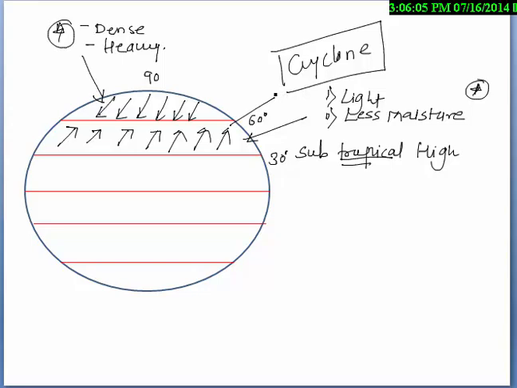And if you can guess your world physical map, 60 degree is the area where probably the USA west coast is situated, and this is the belt where you can see the maximum number of cyclones take place, which becomes very dangerous in nature.